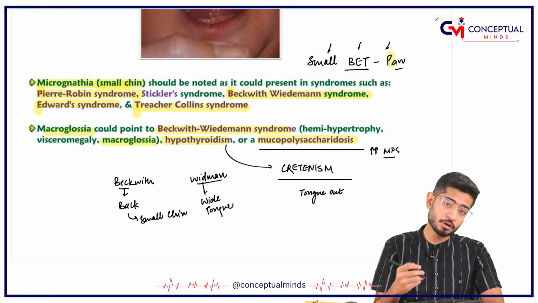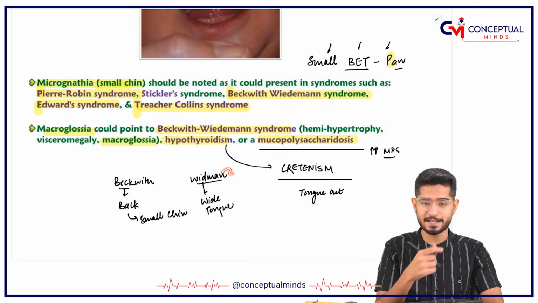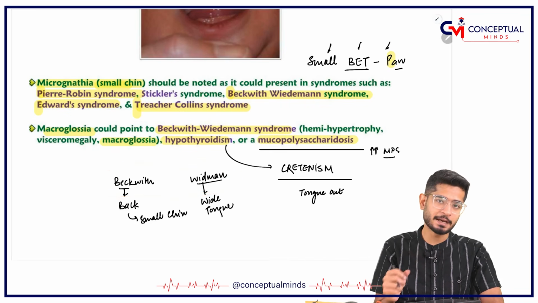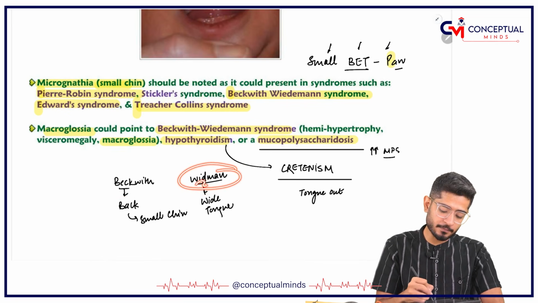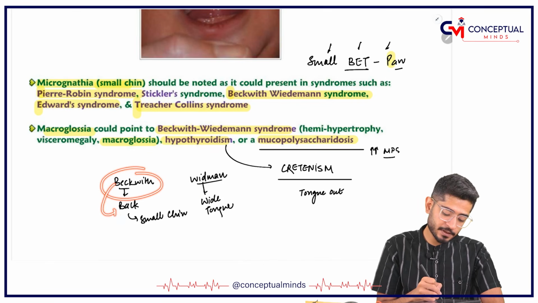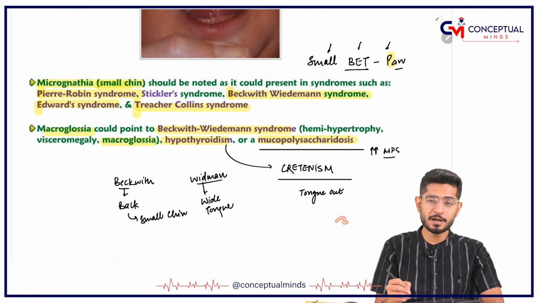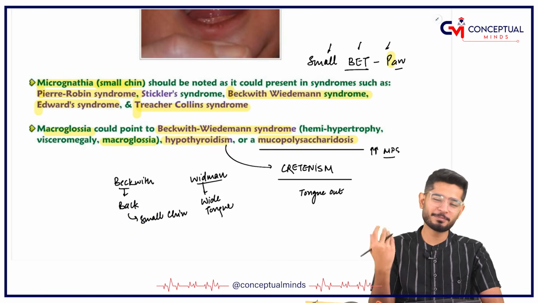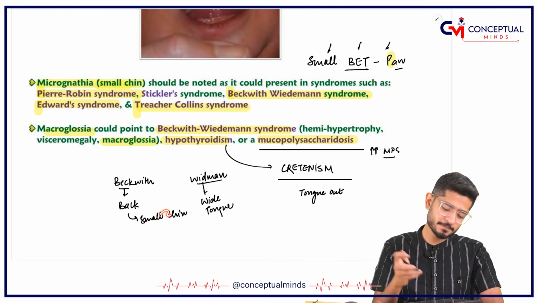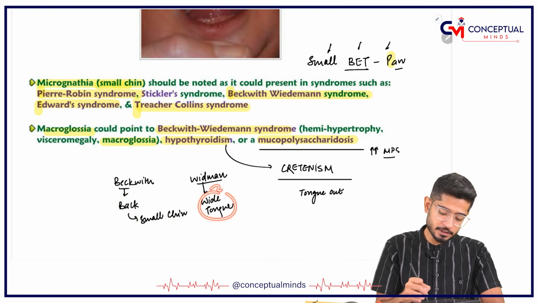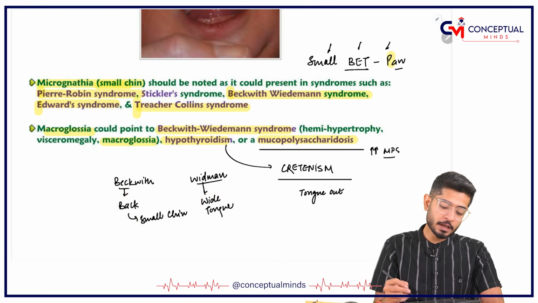Now, macroglossia, understand, small chin and large tongue. Beckwith-Wiedemann syndrome is an example of small chin and large tongue. How to remember? Wiedemann, wide tongue is going to be there. Beckwith, something is coming on the back. Why? Because it is small. Smaller things, you should keep in the back of your mind. So Beckwith-Wiedemann, small chin. And of course, wide tongue, Wiedemann, right?